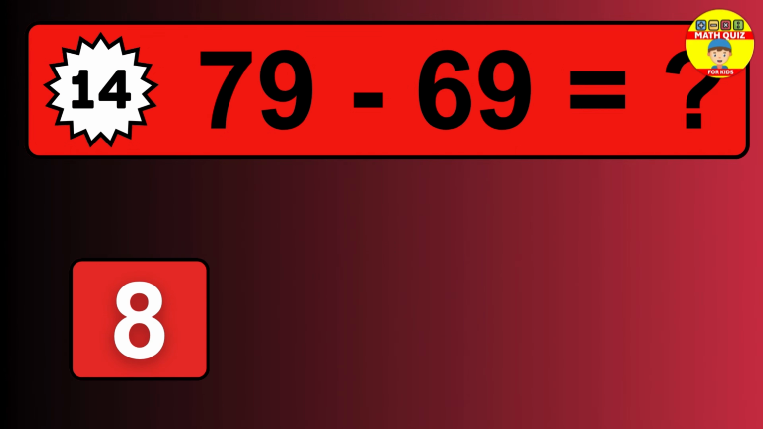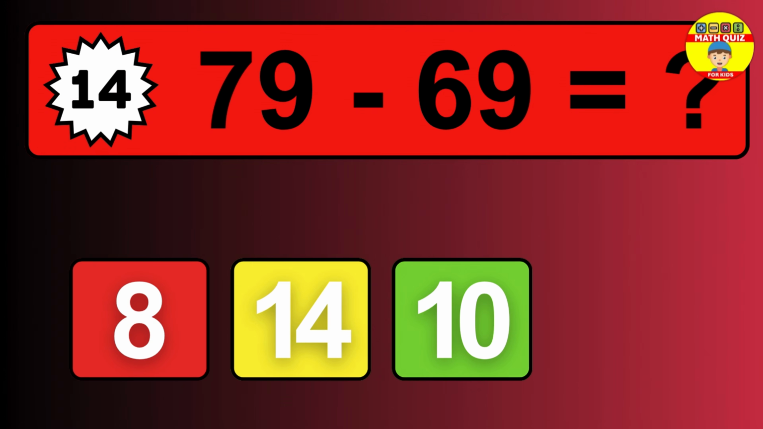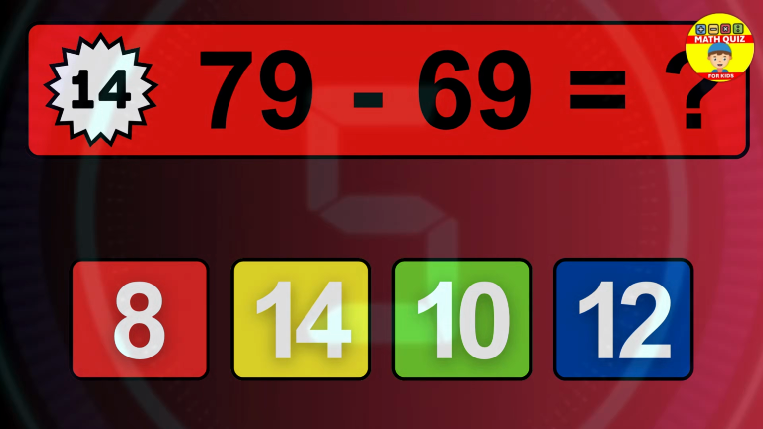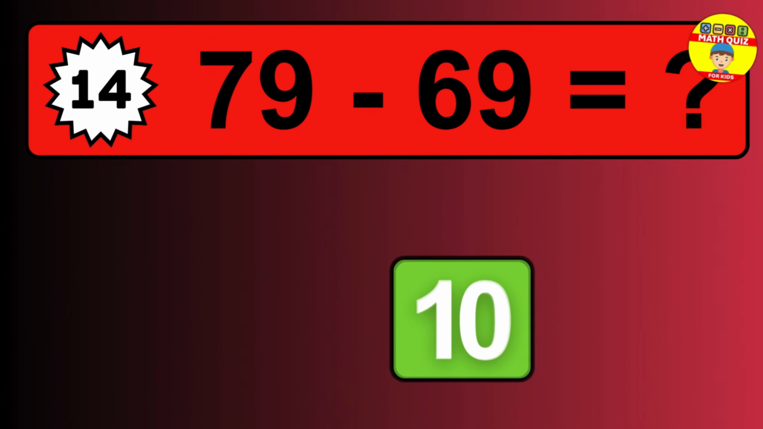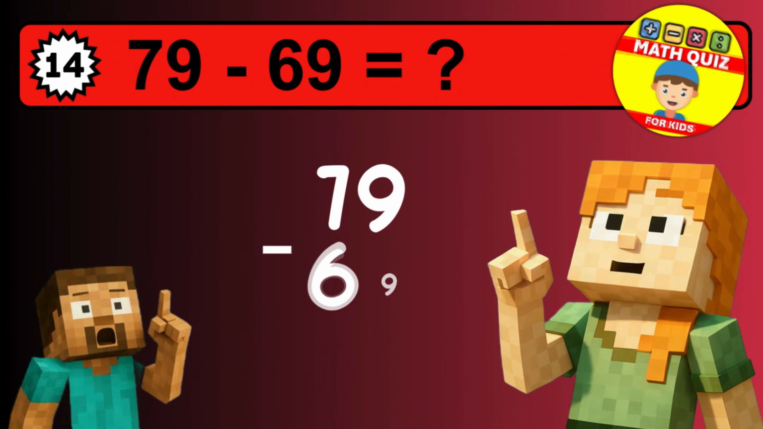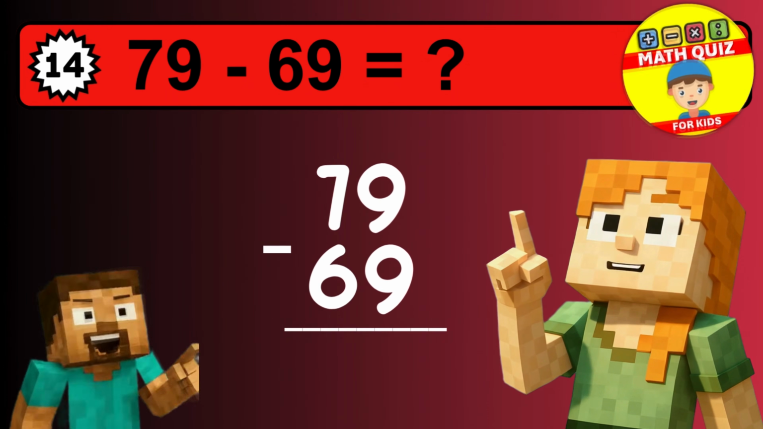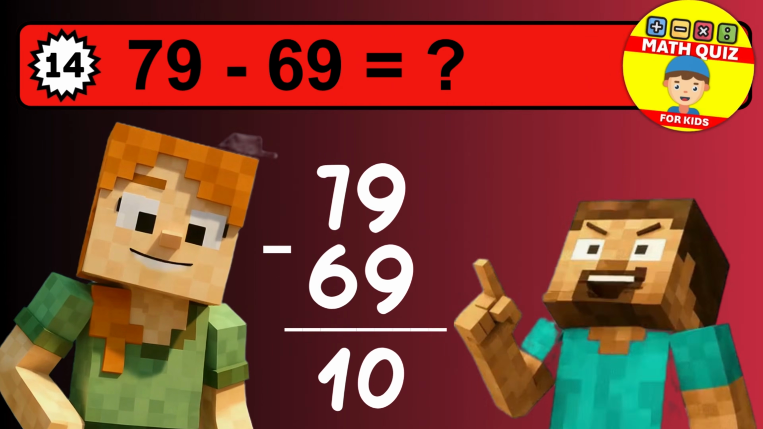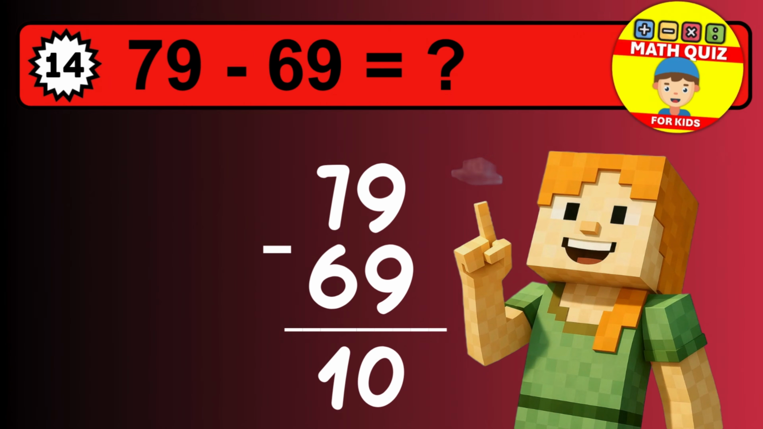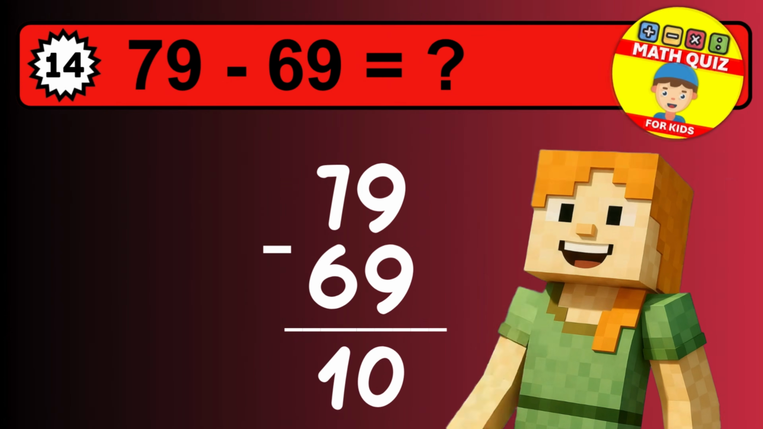What is 79 minus 69? Time to think. Let's solve this step by step. We start with the units. 9 minus 9 is 0. Then we go to the tens. 7 minus 6 is 1. The final answer is 10.